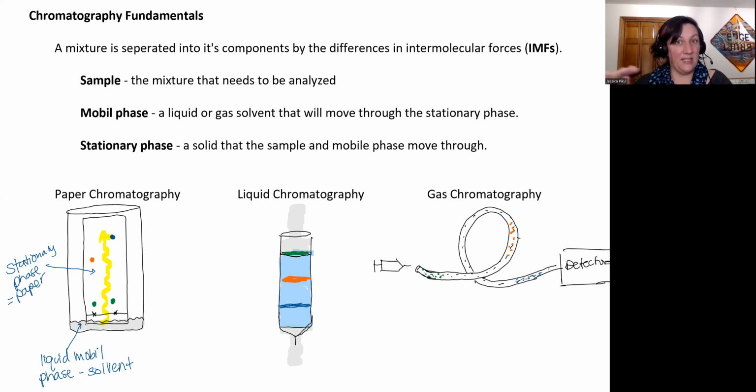Right, so these will all have that same principle of our compounds interacting with a mobile and a stationary phase, just in a different format. Liquid chromatography is usually thought of as column chromatography, but this is also what HPLC is. So I'll start with the fundamentals.